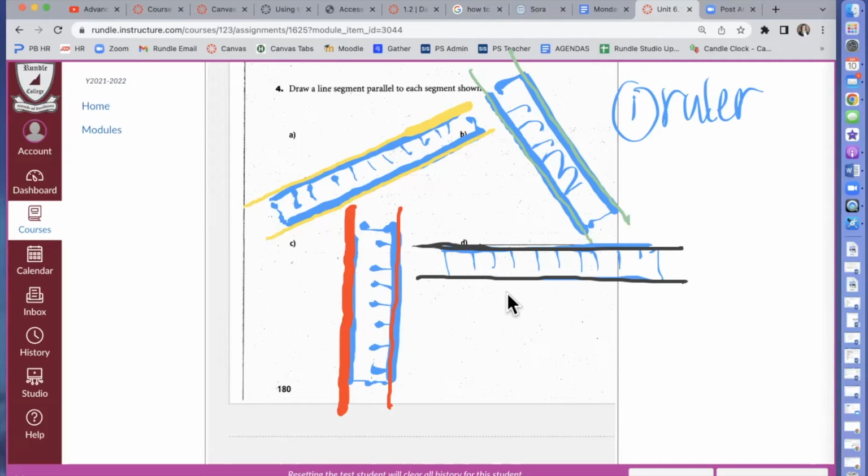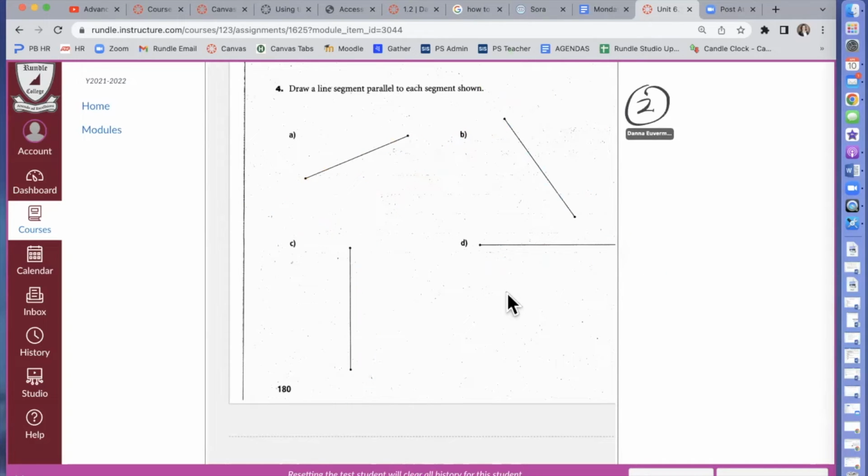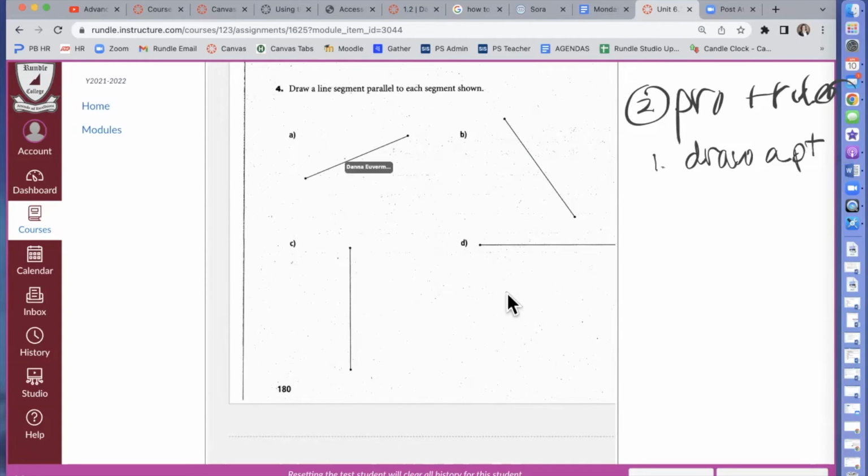The second thing that we learned is using a protractor and a ruler. So again, I don't have my online tools accessible, unfortunately, but when you use a protractor and a ruler, the first thing that you do is you are going to draw a point. So draw a point. Okay, I'm going to draw a point on line segment A. It doesn't matter where it is, it can be anywhere along that line. The next thing is you're going to line up the protractor and you're going to mark 90 degrees.